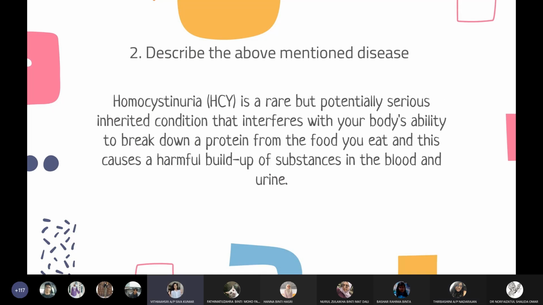Good morning. As mentioned above, the disease name is homocystinuria, which is a rare but potentially serious inherited condition, also known as an autosomal recessive illness, whereby our body is unable to break down protein from the food we consume. And this causes a harmful buildup of substances in the blood plasma and in the urine.